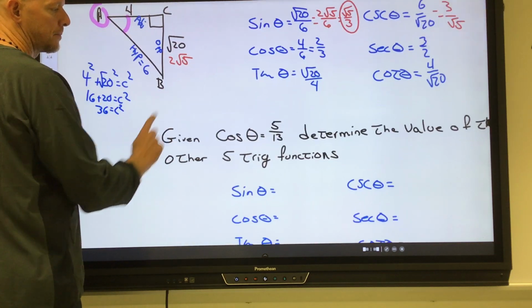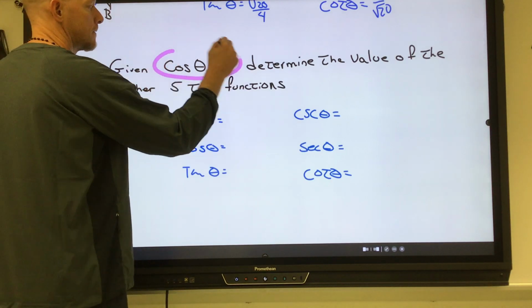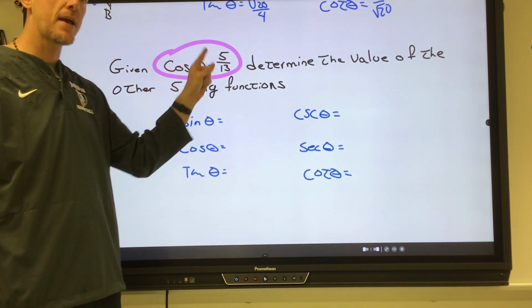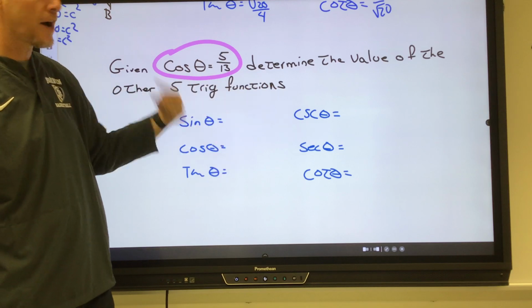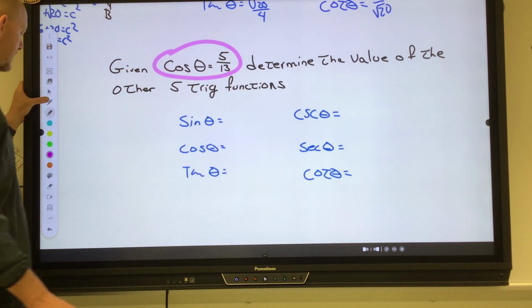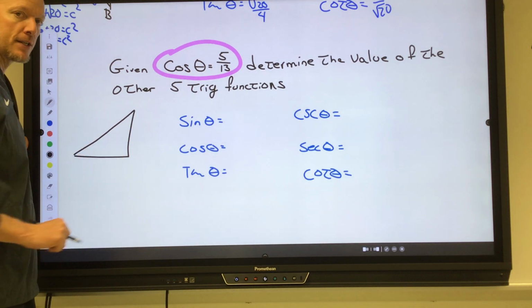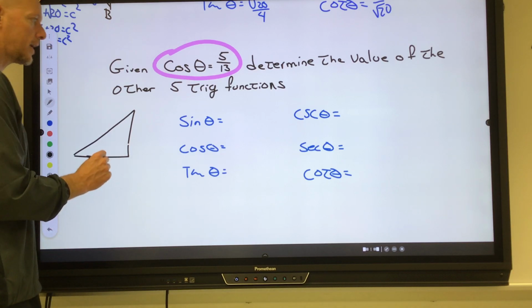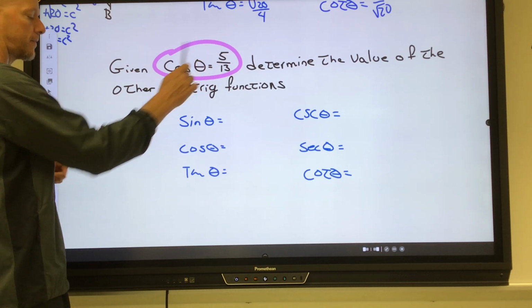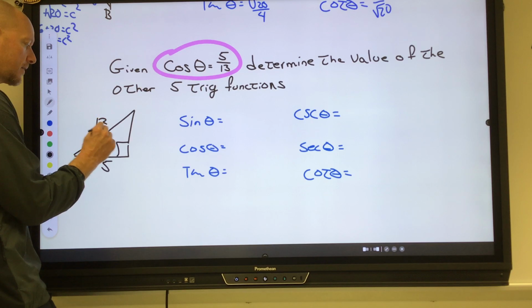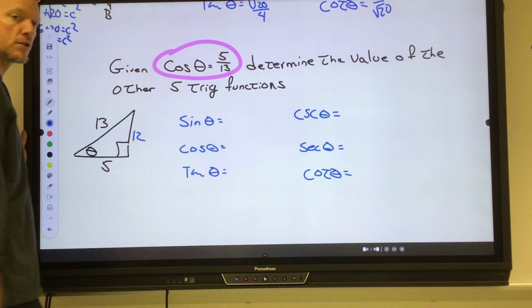Let's look at one more example. Sometimes they give you a right triangle, sometimes they give you a statement. Here it says cosine theta is 5 over 13. I'm given that fraction, and I have to find the other 5 trig functions. My recommendation is to draw ourselves a triangle. I like to have my orientation like so, but you can draw it any way you want. Here, I'm going to label this as my theta. If this is theta, cosine is adjacent over hypotenuse. This is 5, this is 13. I recognize this as a Pythagorean triple, which tells me this side here is 12.